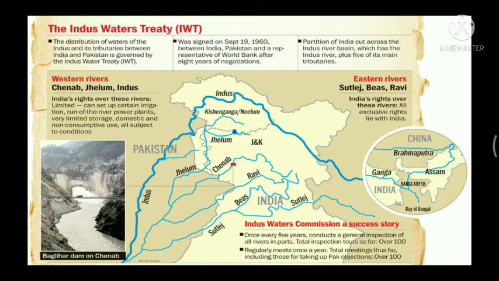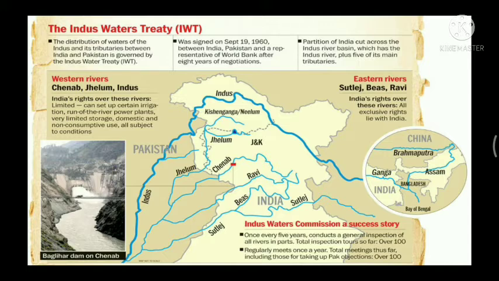Okay. So, it was signed on September 19, 1960 between India, Pakistan, and a representative of the World Bank after 8 years of negotiations. Fine. Now, India's rights over these rivers are limited: it can set up certain irrigation, run-of-the-river power plants, very limited storage, domestic and non-consumptive use, all subject to conditions. And for the eastern rivers, that is Satluj, Beas and Ravi, all exclusive rights lie with India.